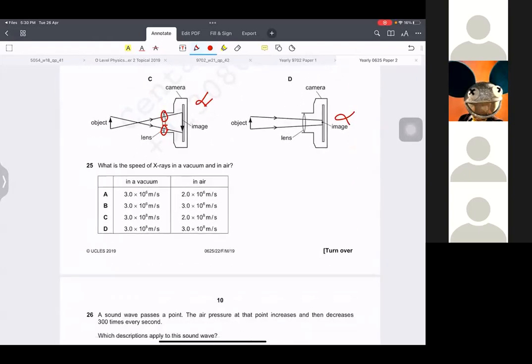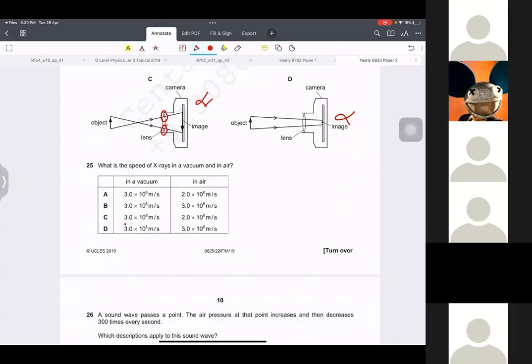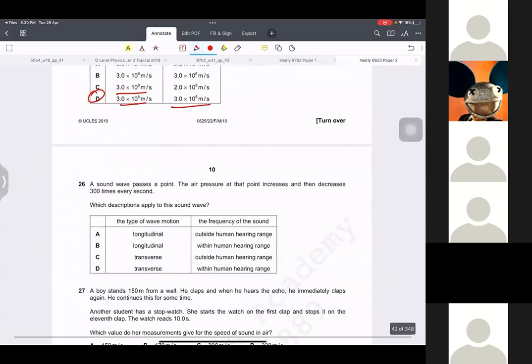What is the speed of X-rays in vacuum and air? In vacuum, it is 3 times 10 to the 8. In air, it is the same. Air and vacuum have the same speed.